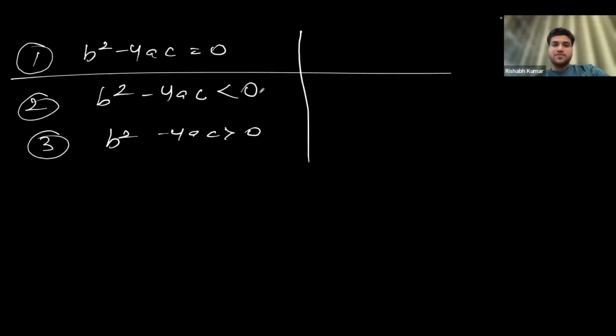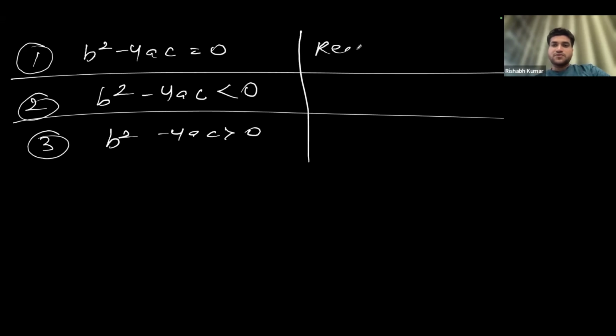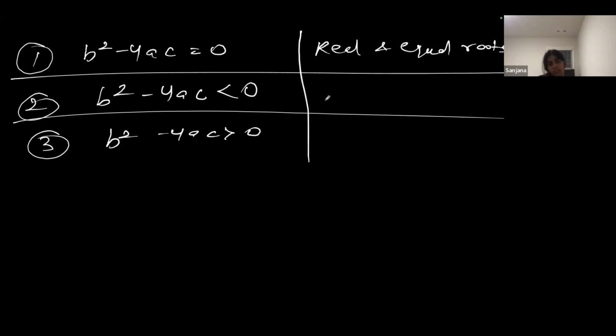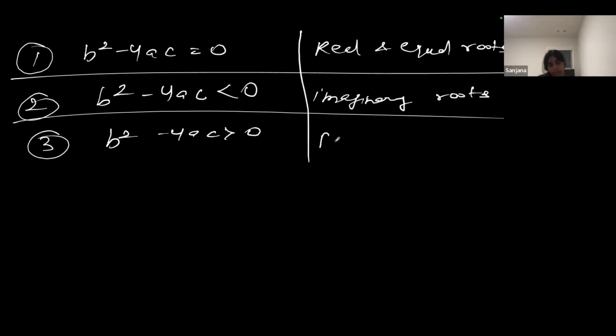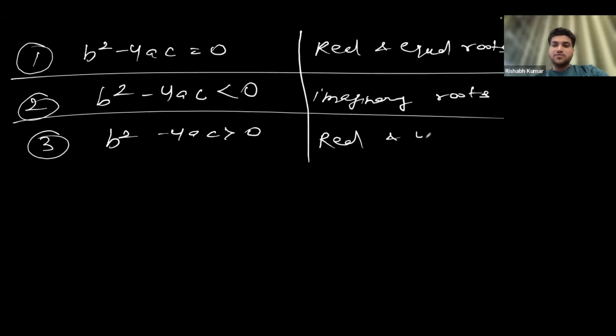If you have these three cases: for zero, we are getting real and equal roots. Real means a real number. If less than zero, imaginary roots. And if greater than zero, real and unequal roots. Unequal means both roots are different.